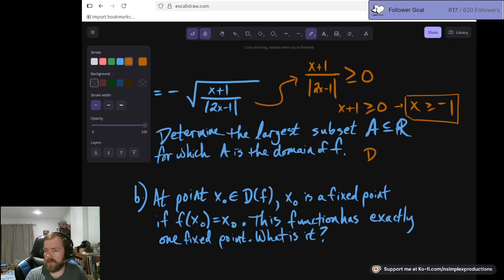So our domain of f is going to be equivalent to, let's just do colons here, that's fine, set-builder notation: x such that x is greater than or equal to -1, or we could do this in interval notation, going from -1 on up to positive infinity.